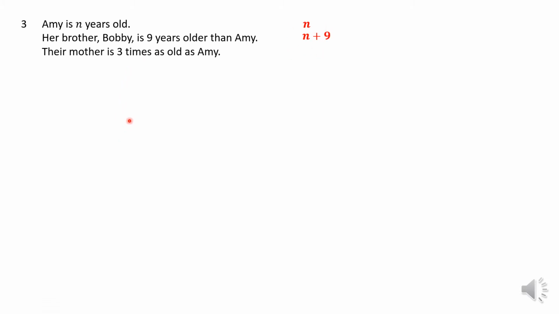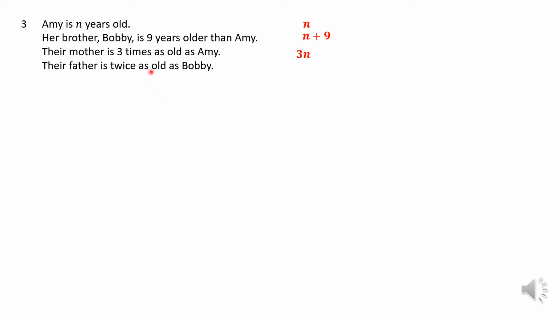Another word problem says Amy is n years old. So let's write that in terms of n. We don't know how old Amy is. She could be 10, she could be 9, she could be 5. So we use n. Her brother Bobby is 9 years older. So when someone is 9 years older, you add 9 to the age of the other person. So we don't know how old Amy is, but whatever Amy's age plus 9, that gives you Bobby's age. The mother is 3 times as old as Amy, so again, Amy's age times 3, that's how you write it.